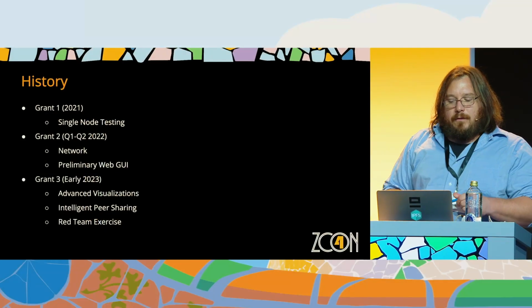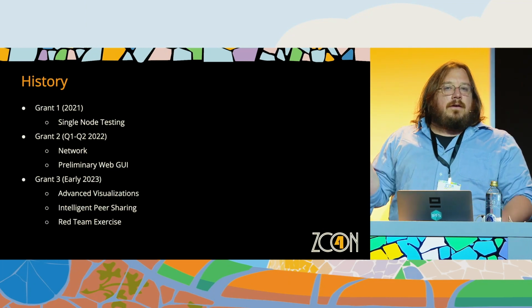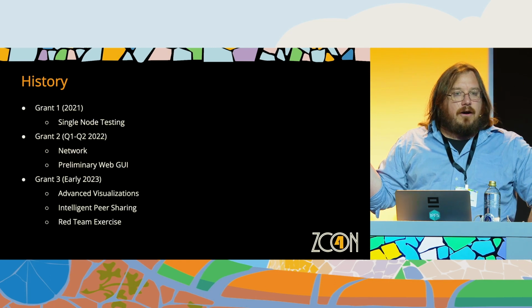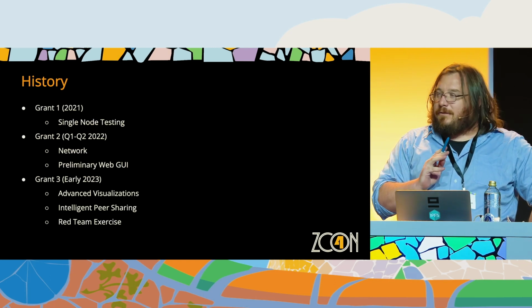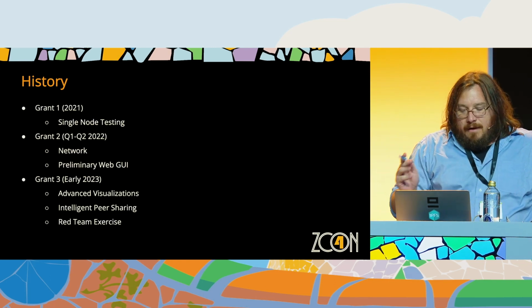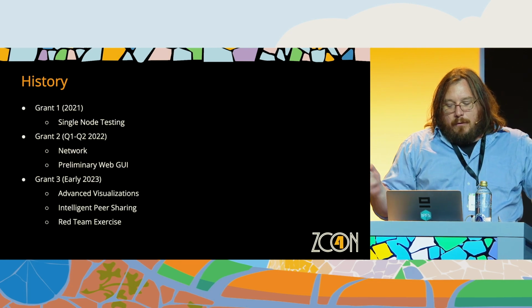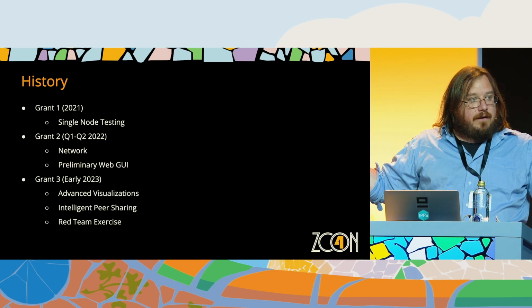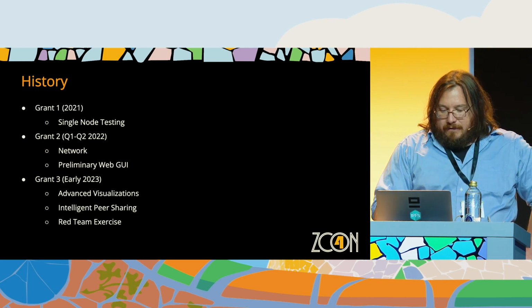Funding history has been over the course of 3 grants, starting with simple single node testing to ensure that Zebra and Zcash D could talk to each other. They couldn't quite talk to each other, but now they can. And then we moved into the full network wide, and then we moved into some really fun advanced stuff that we'll touch upon late in the talk.